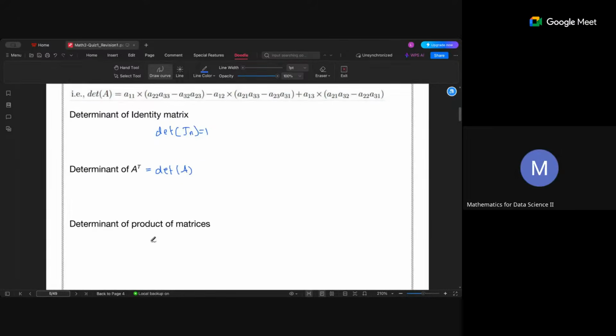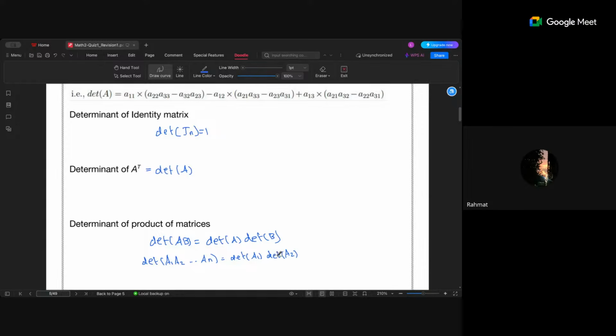Okay. Suppose you have two matrices. What is the determinant of A into B? Determinant of A into determinant of B. Okay. Now suppose you have n matrices A1, A2, ..., An. What is the determinant of this product? Determinant of A1 into determinant of A2 into determinant of A3, and so on. Yeah. So you can extend it to any finite product, right?